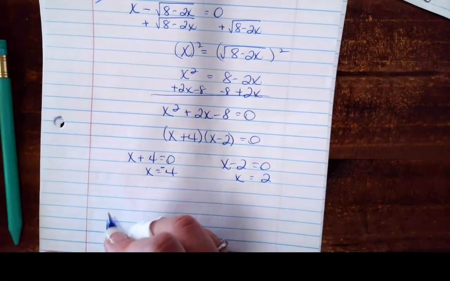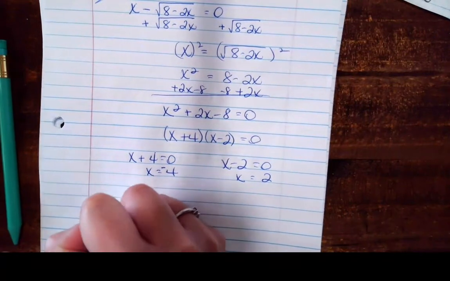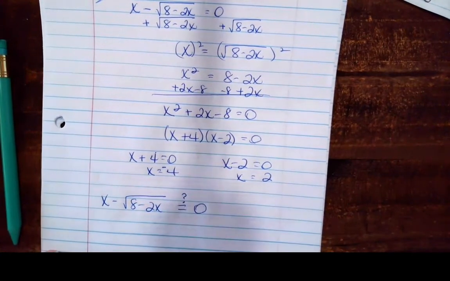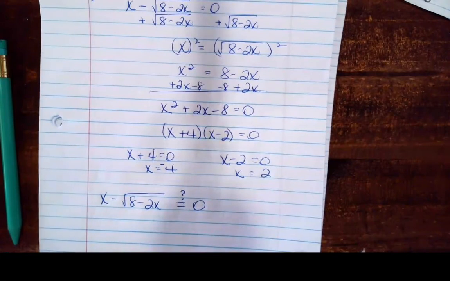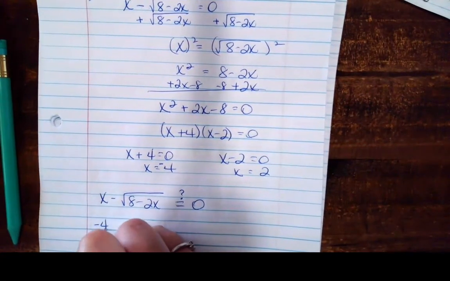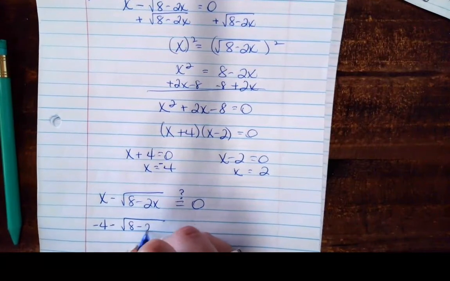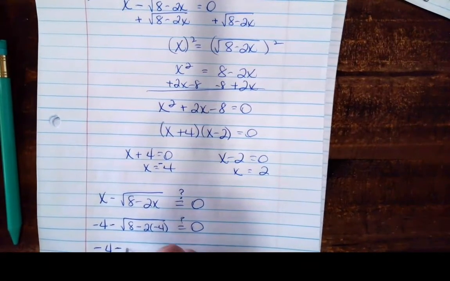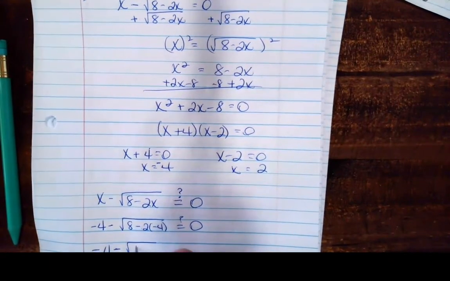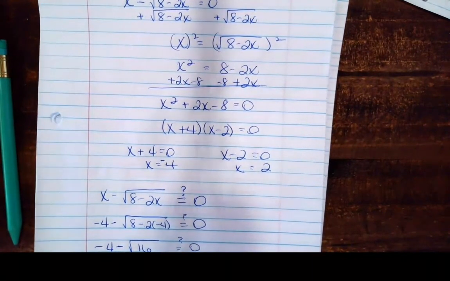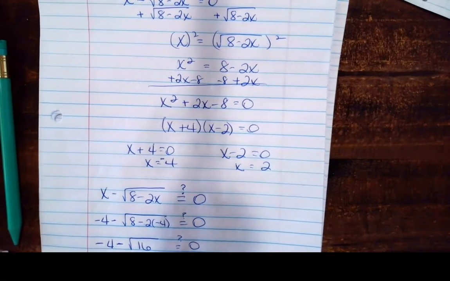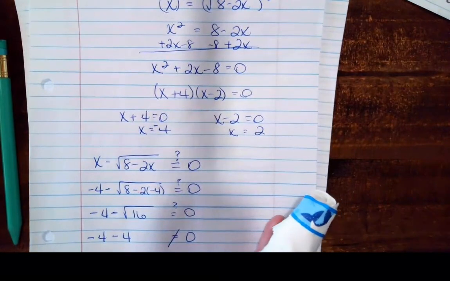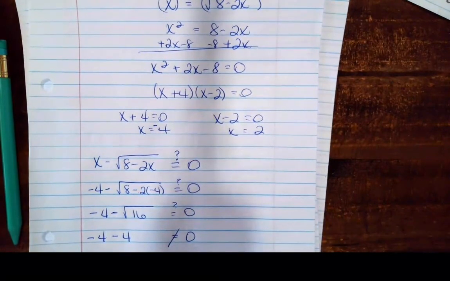Okay, so when I check this, if I put in a negative 4 for x, let me just rewrite. x minus the square root of 8 minus 2x needs to be 0. When we check, we put a little question mark above that, so we know that we're wondering. So I'm going to try negative 4 first. So negative 4 minus the square root of 8 minus 2 times negative 4. I wonder if that equals 0. So negative 4 minus the square root of 8 plus 8, which is 16. Does that equal 0? Okay, negative 4 minus 4 is going to be negative 8.